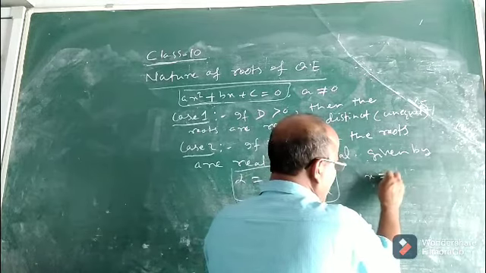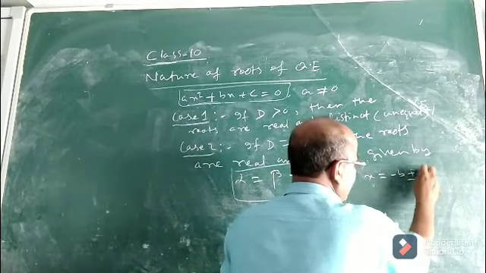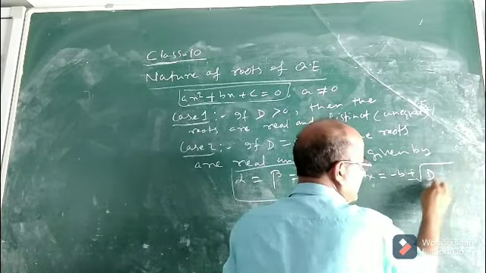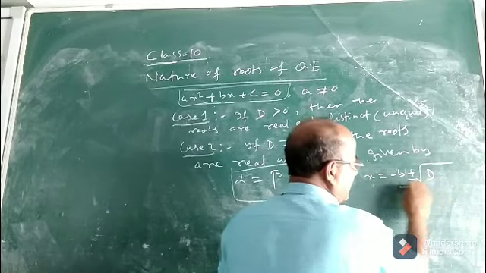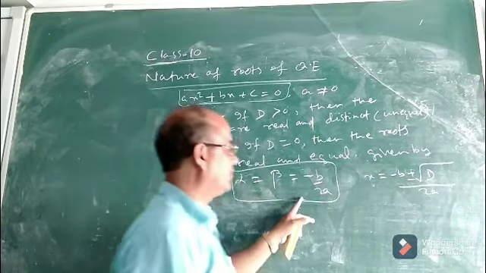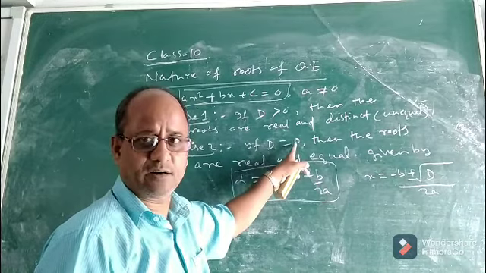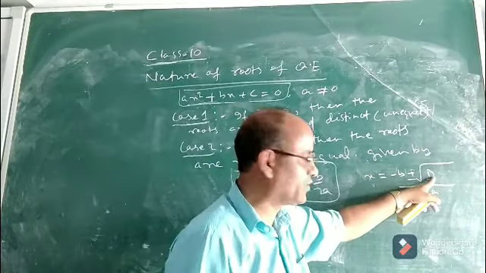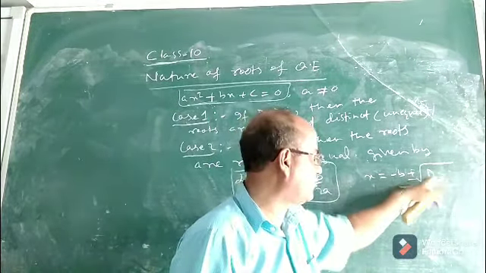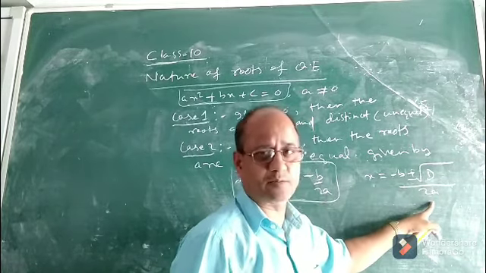You just recall the formula: minus b plus minus square root of d, where d is b square minus 4ac, all divided by 2a. Now you are given the value of d is 0. Now put 0 here. So this term will automatically become 0, and this will be minus b by 2a.